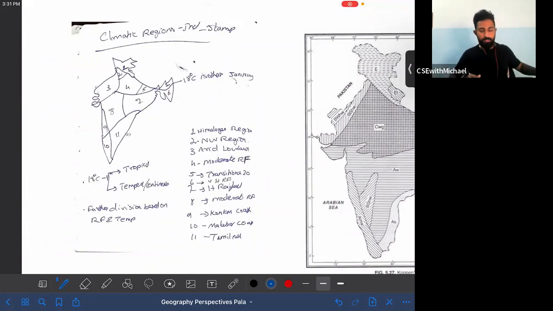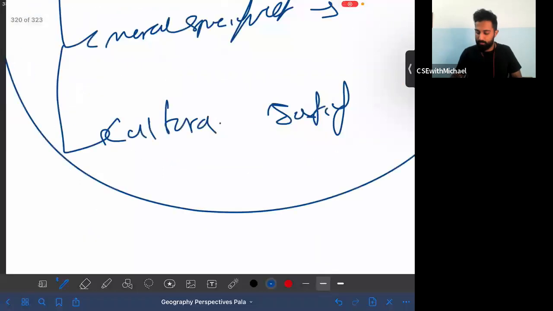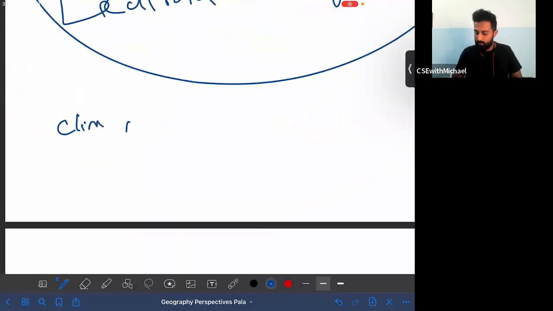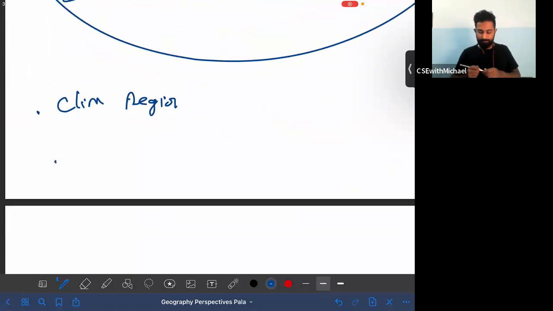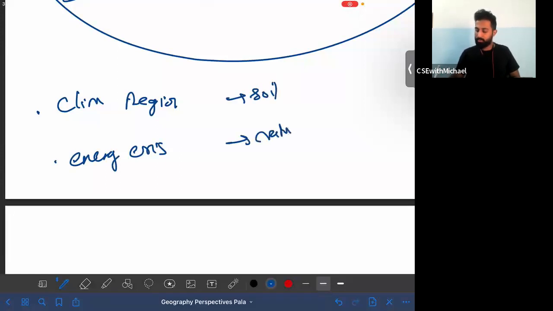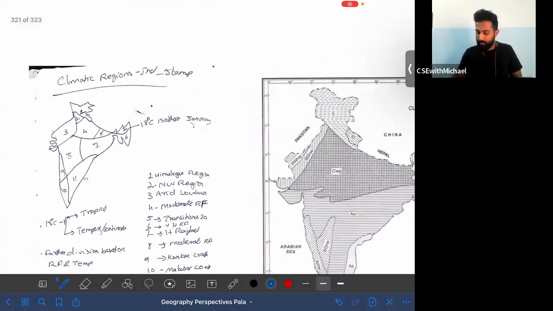So we have a few topics that are left. One is climatic regions, which was mentioned just now. Few things are energy crisis, soil, and some natural resources. This major topic is left behind. So we'll start with climatic regions.